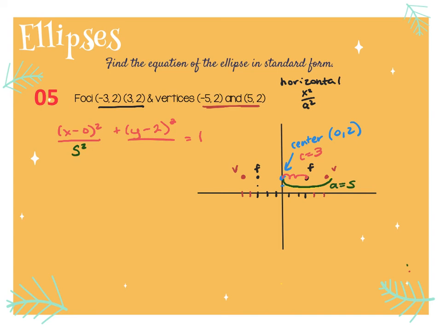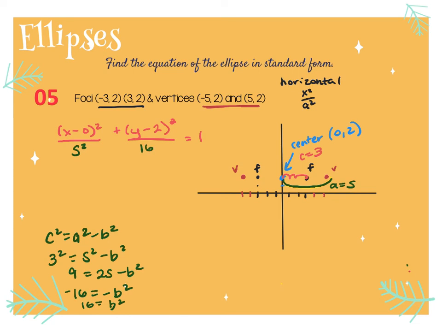Again, I already have the little piece of information I need. The last thing I need is B. And we said that C squared equals A squared minus B squared. So if C is 3 and A is 5, 9 equals 25 minus B squared, which means B squared equals 16. I don't even need B. B would be 4, but I don't need it because in my equation it is B squared, which would be 16.